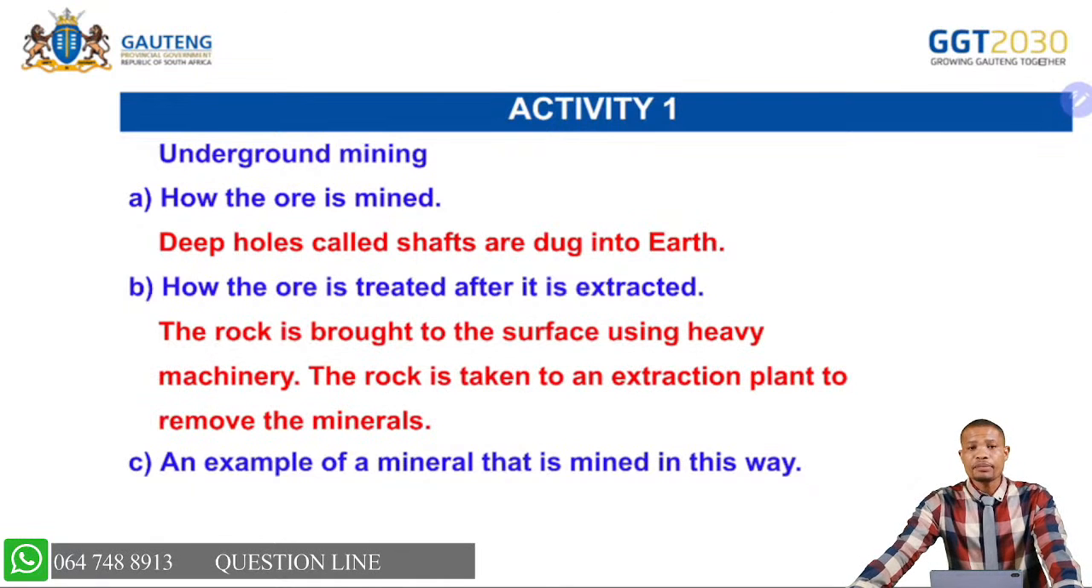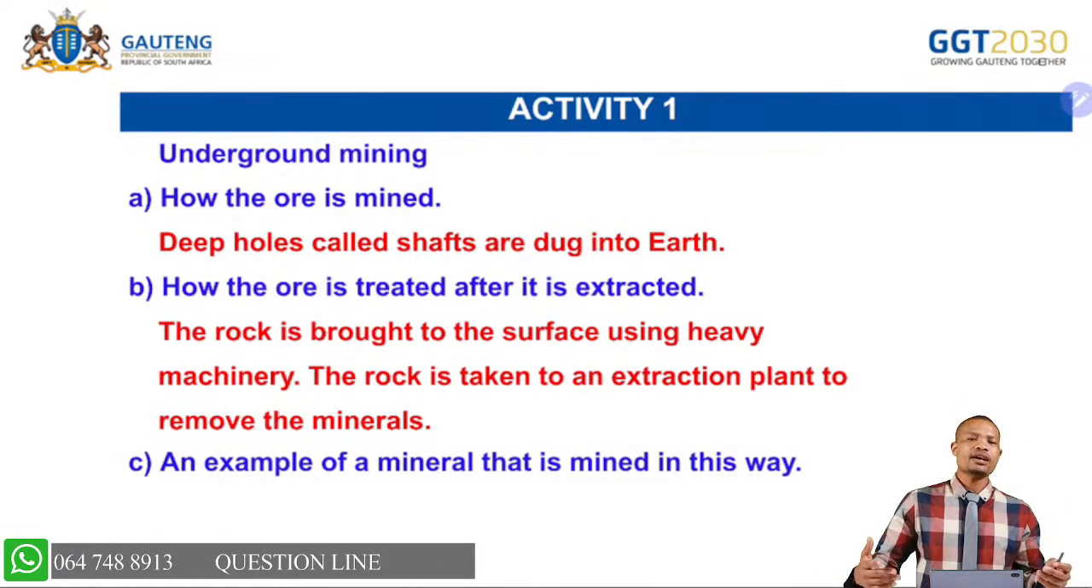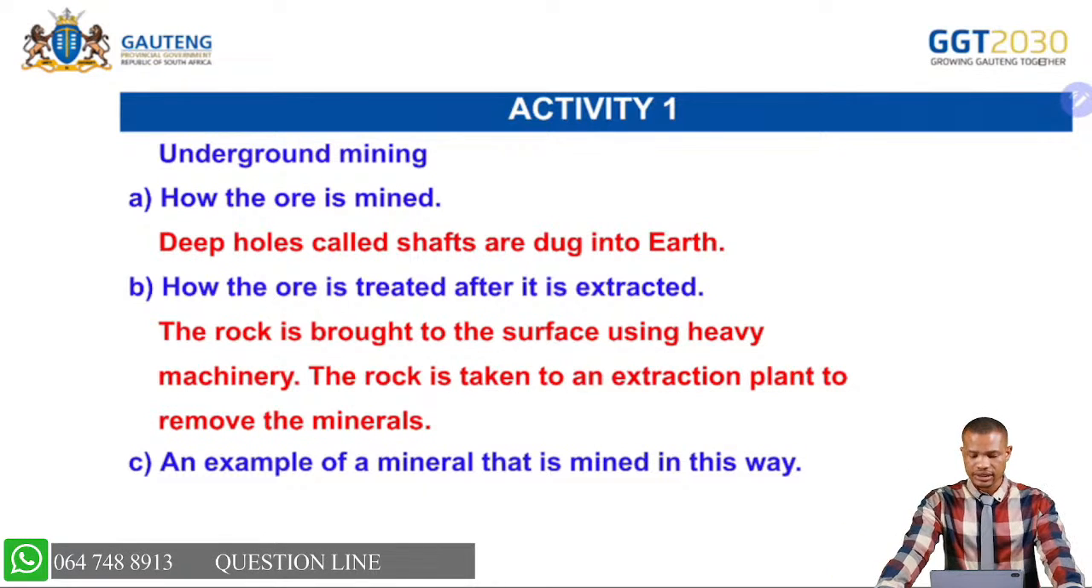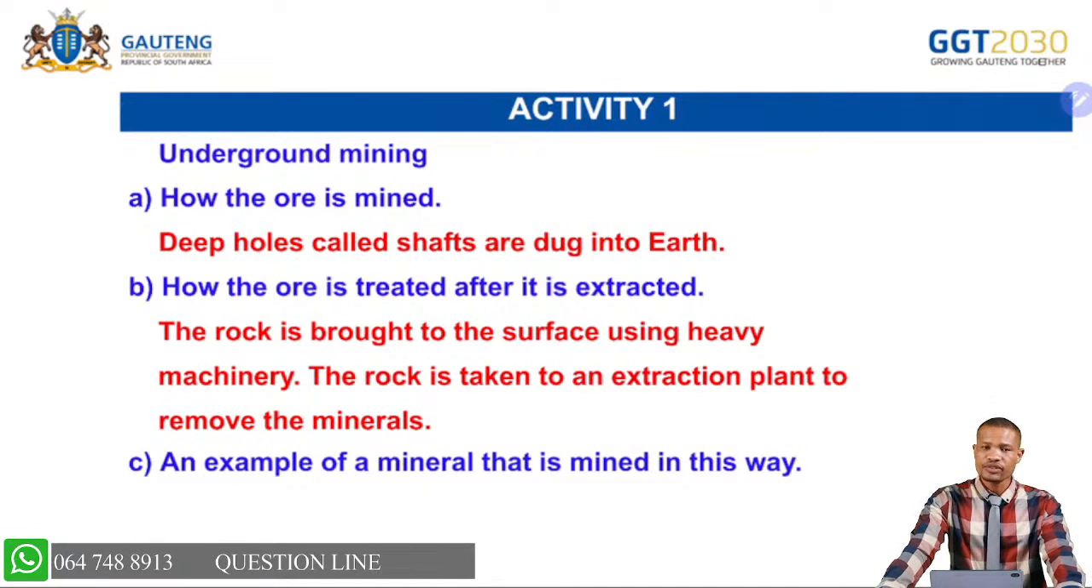Well, we bring the ore, or the rock, to the surface using heavy machinery. We use heavy machinery for this one. Then the rock is taken to an extraction plant to remove the minerals. So the methods are similar for both surface and underground. The only difference is that with underground we use heavy machinery first. Then we take it to an extraction plant to remove the minerals. An example of a mineral that is mined in this way will be gold.